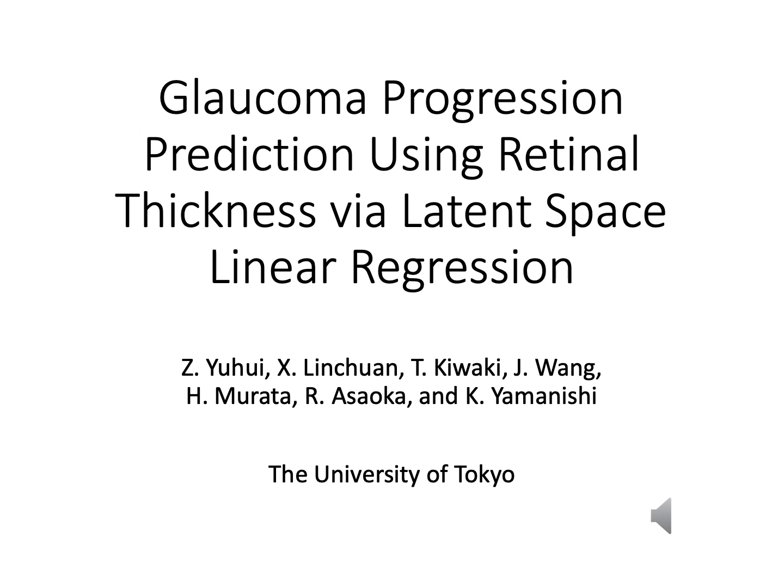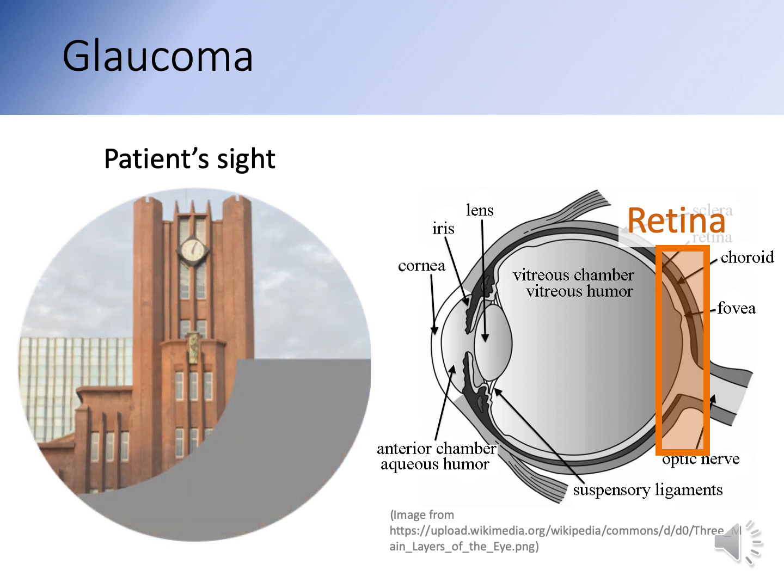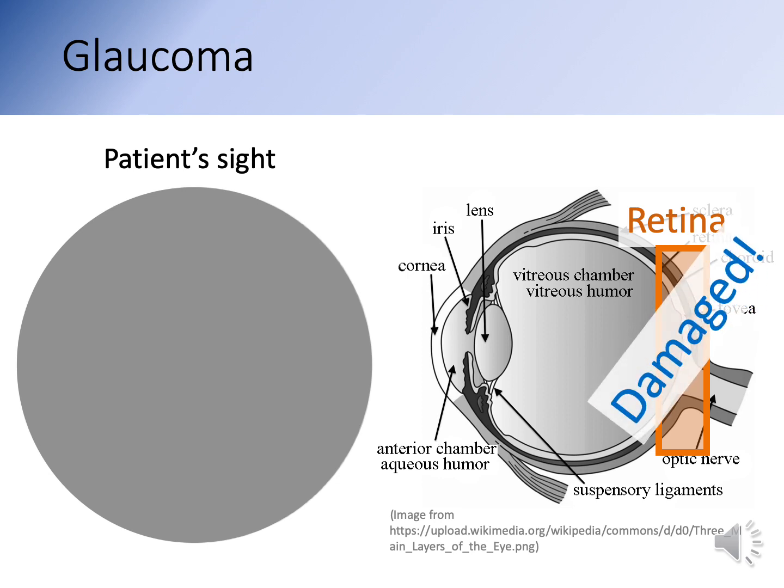In it we'll present a novel artificial intelligence technology for predicting glaucoma progression. Glaucoma is an eye disease where photosensitivity of the retina is decreased, leading to blindness due to damage in the retinal nerve.